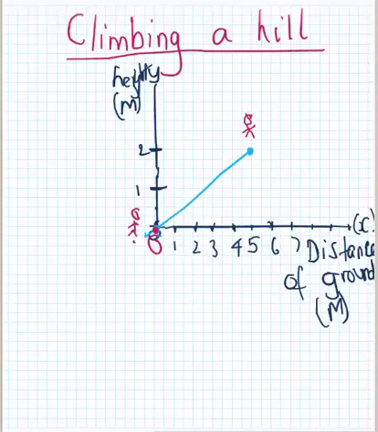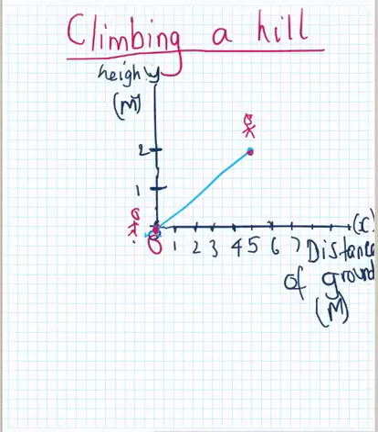For Bob to get to this point, so he started at this point here, and then he ended up here. What two changes happened for him to get from this level to that level? Okay, well, straight away we can see the height, his height has changed.